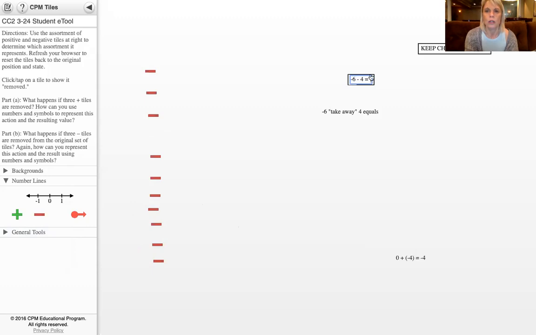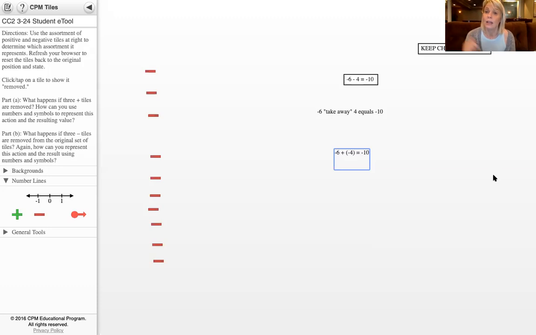So to check your work, -6 minus 4 equals -10. And I'll check it with keep, change, change. If I do keep, change, change, you could see that I have -6 plus -4 equals -10. So if I have -6 and I add a -4, it's -10. So that's why -6 minus 4 also equals -10.